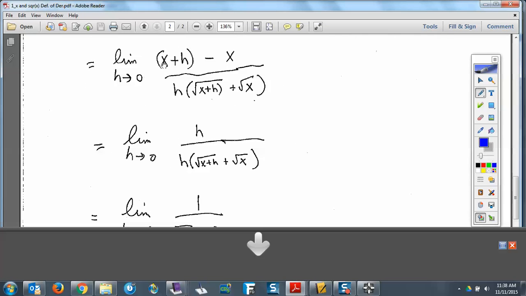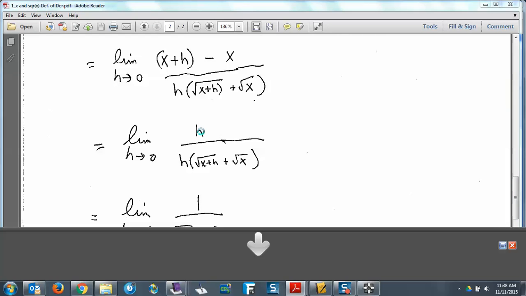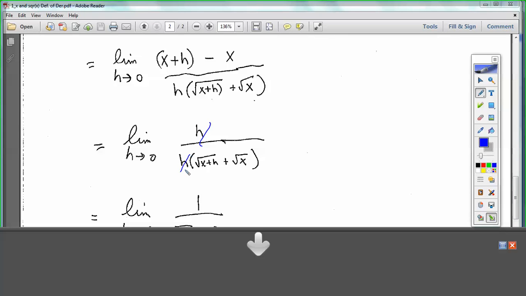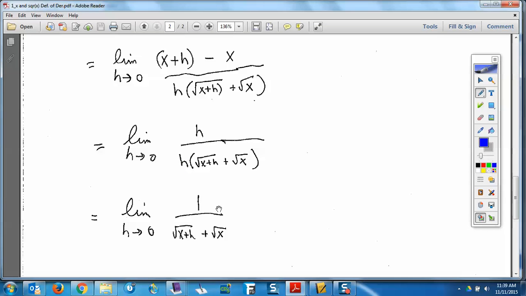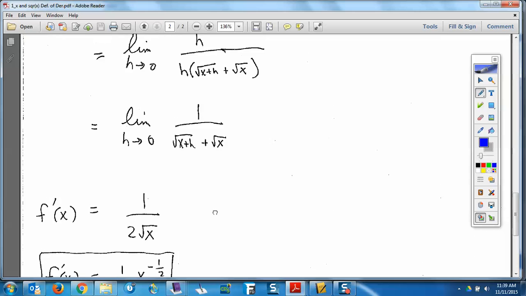Now, since the x's cancel, you just have h. Now we can cancel out those h's. And of course, that's the key step, right? Because now we can let the 2 points become 1. Now we can put a 0 in for h. Once those cancel out, now we can put a 0 in for h. Okay? And when we put a 0 in for h, this becomes square root of x plus square root of x, which is what? 2 square root of x.